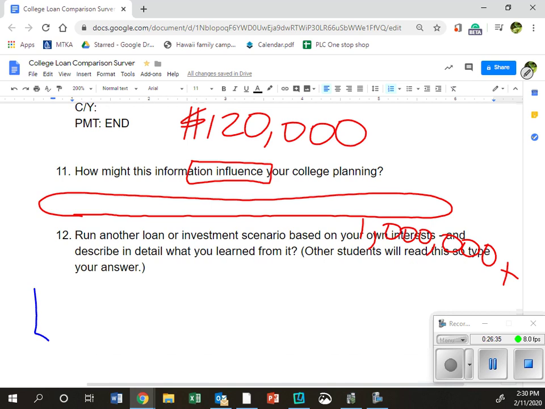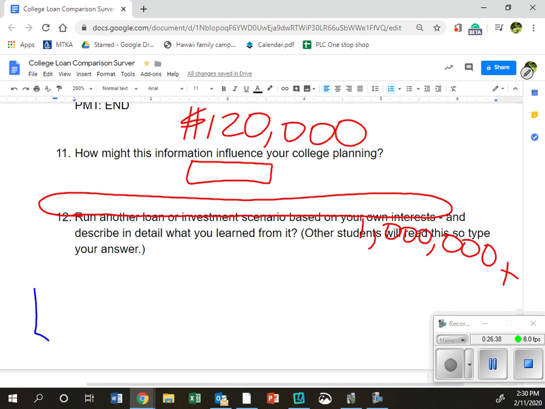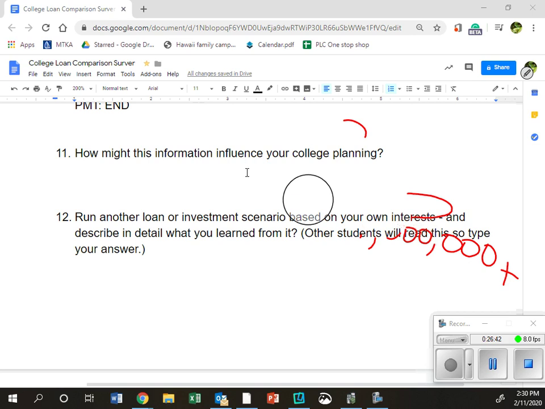All right. And then last but not least is number 12, and that's where you get to have any scenario you are interested in. Like, for instance, one kid said, I just tried to figure out if I paid the most I could, how long it would take me to pay off my college loans. Cool. That's your own little separate project. You write up what you figured out for that.